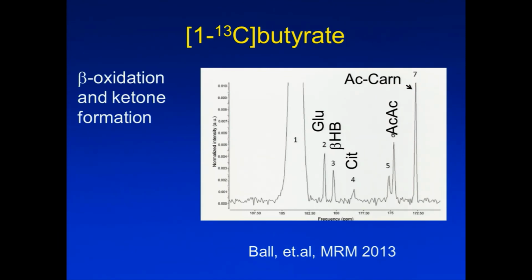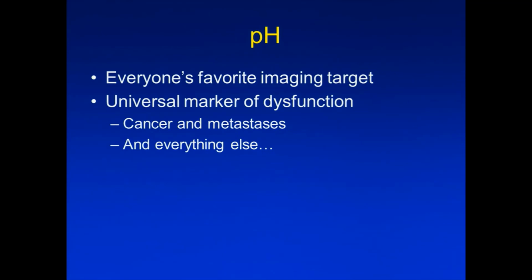And you can see glutamate, beta-hydroxybutyrate, citrate, acetoacetate, acetylcarnitine. So here we have these probes not only of carbohydrate metabolism but also fatty acid metabolism. Unfortunately, I'm not quite sure it's going to work for long-chain fatty acids, because when you bind them to albumin, their T1s get really, really short. But nonetheless, I think these could be very effective tracers.